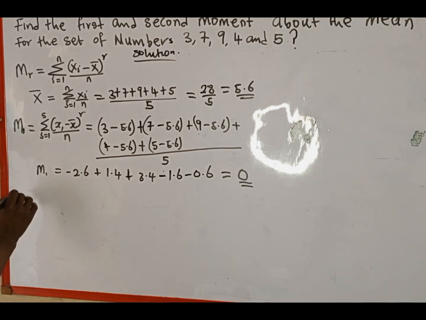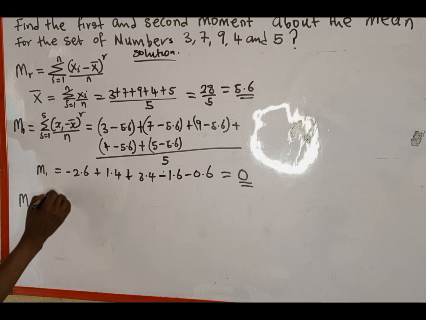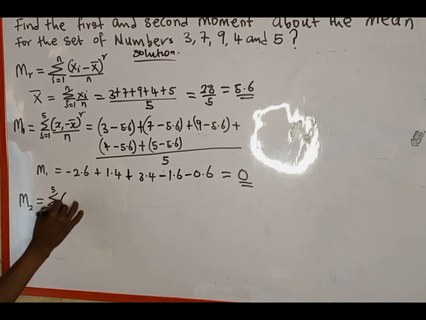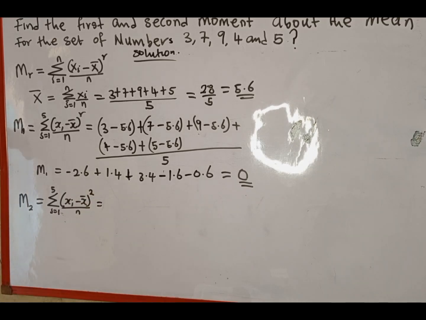Now let us check for the second moment, which is denoted as m subscript 2. We are still going to use the same formula, but mind you, our r now is going to be 2, because this is the second moment. So let us use the same formula. We're going to have the summation of i ranging from 1 to 5 of (xi minus x bar) squared, then everything over n.